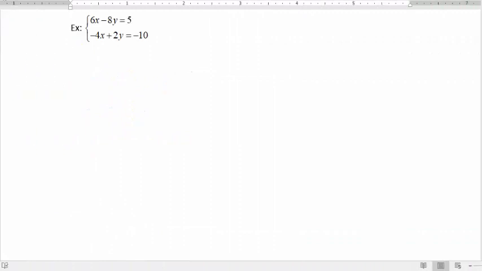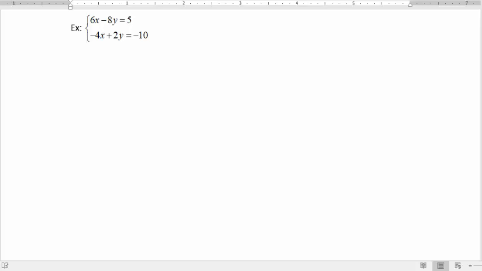So these last two you should really practice on your own before I go through them, and then resume this video after you try them on your own. This next one, 6x minus 8y equals 5 and negative 4x plus 2y equals negative 10. So in this case, there's no guidance, so you can pick either variable.